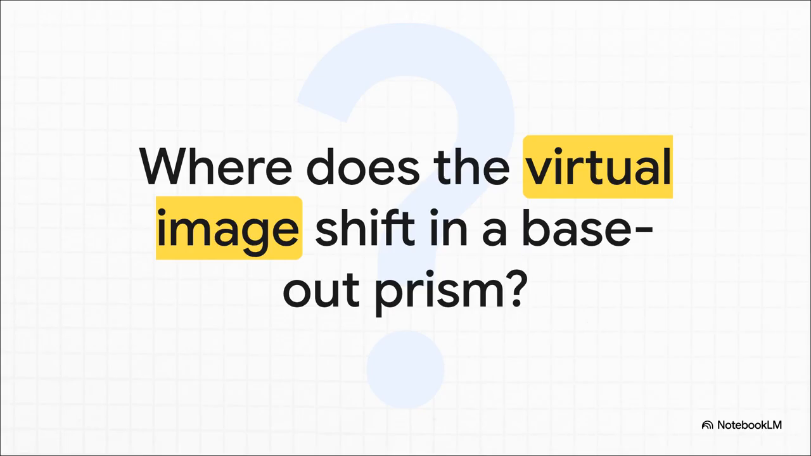I'm going to leave you with this rapid-fire oral board scenario to really test your active recall. You put a base-out prism over a patient's eye to measure an esotropia. Where does the virtual image shift, and what is the exact physical mechanism making that happen? Think about it. If you follow this explainer, you know for sure the image shifts toward the apex, which in this case is inward or nasally.